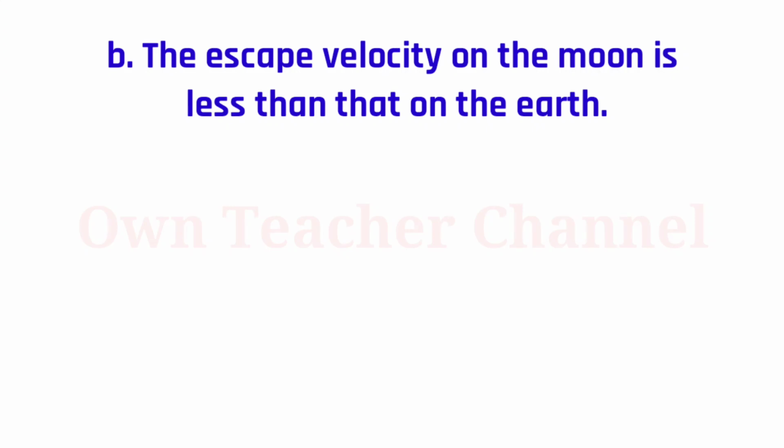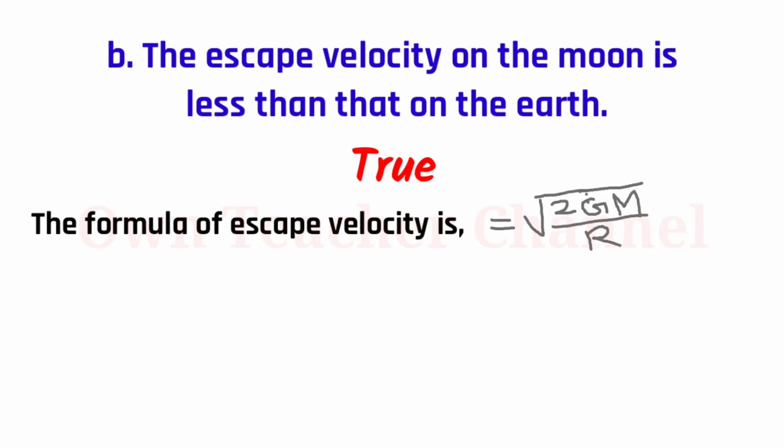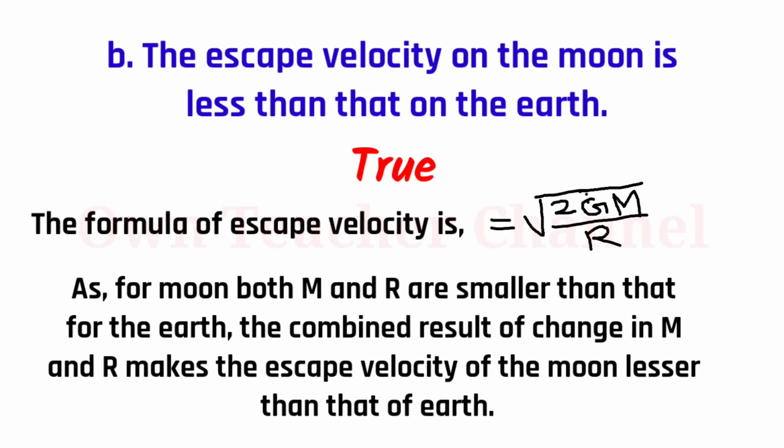The escape velocity on the moon is less than that on the Earth. True. The formula of escape velocity is √(2GM/R). As for the moon, both M and R are smaller than those for the Earth. The combined result of change in M and R makes the escape velocity of the moon lesser than that of Earth.